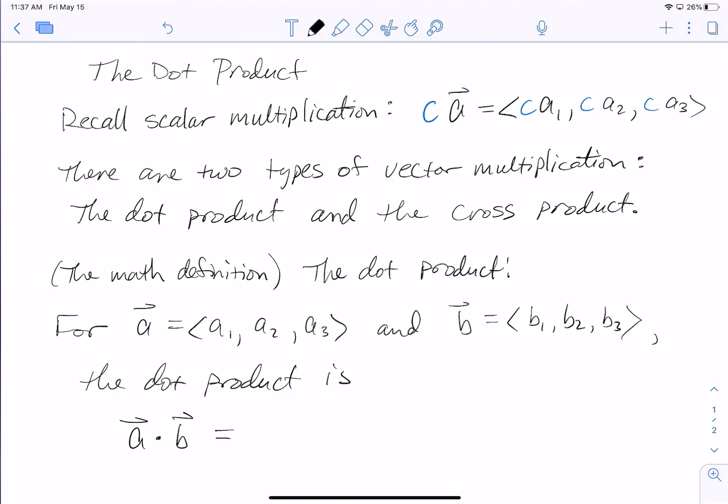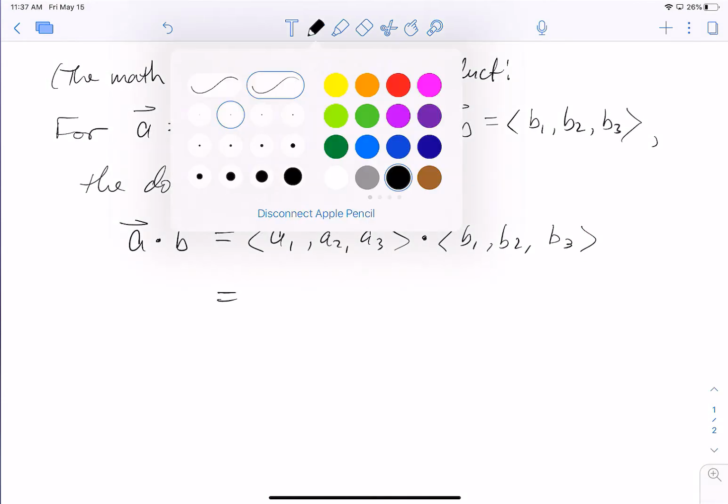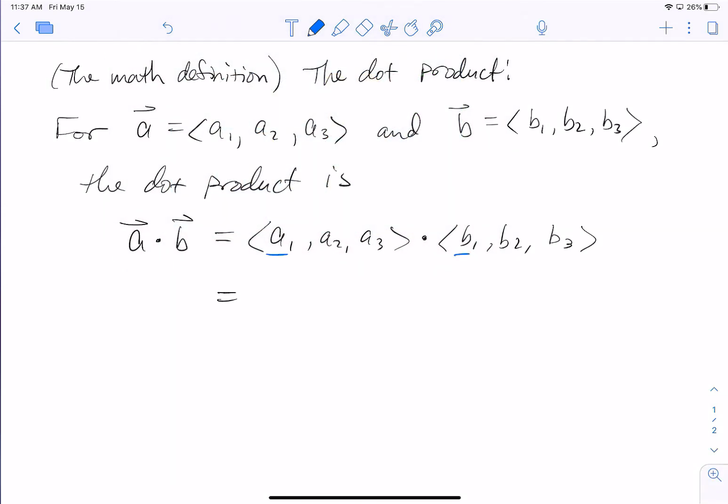It's written down as a1, a2, a3 dot b1, b2, b3, and this can be written using angle brackets or IJK notation. It doesn't matter. If it's IJK notation, then parentheses would be in order. But this is computed by performing a component by component multiplication and then adding the results. So a1 b1 plus a2 b2 plus a3 b3.